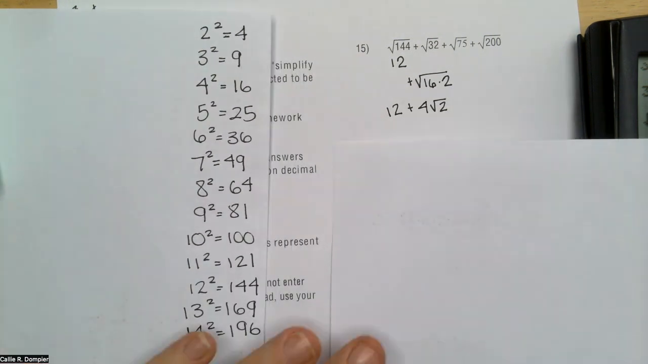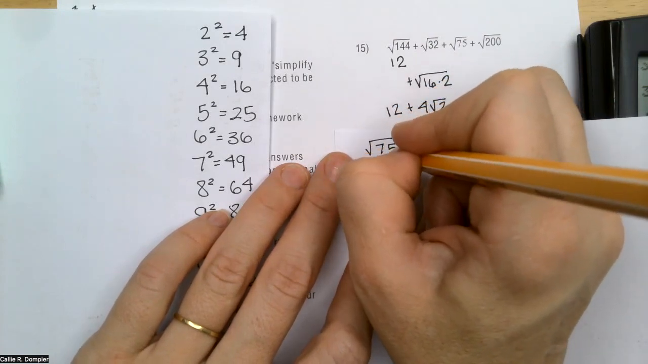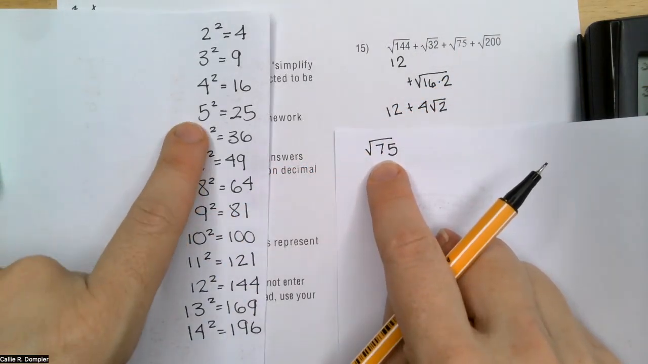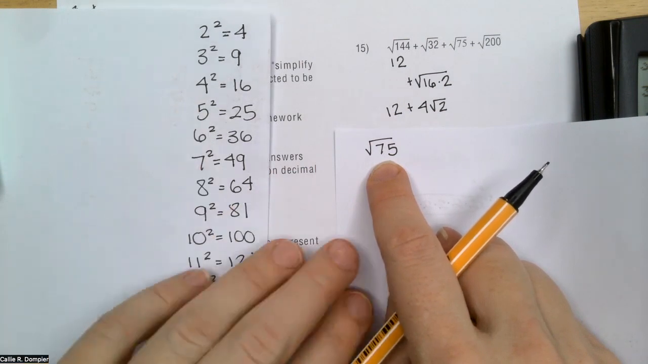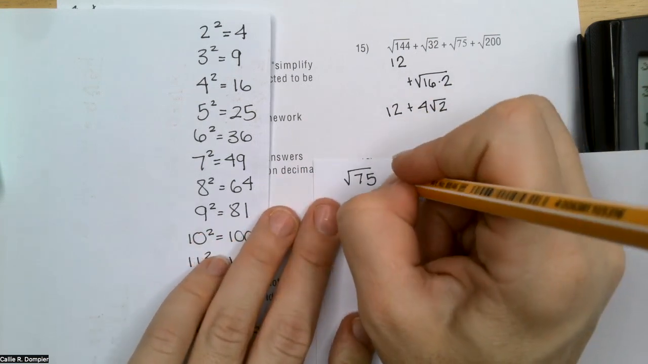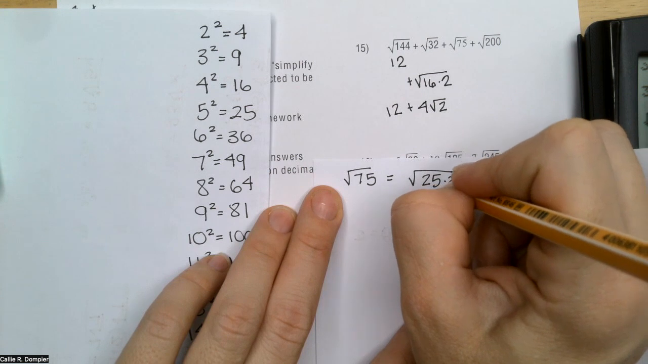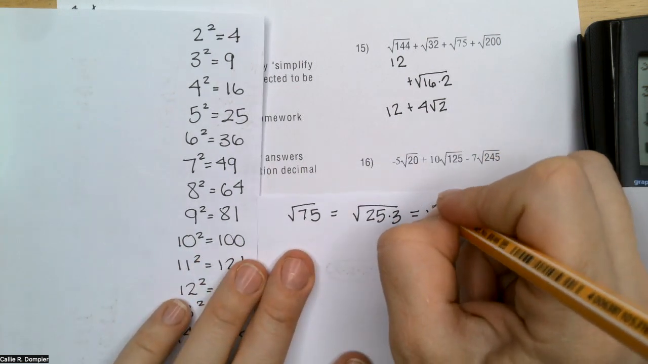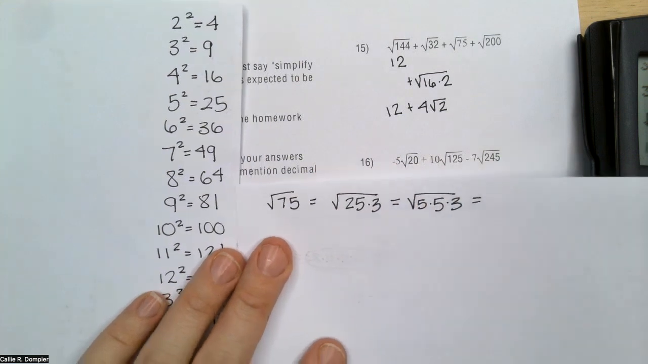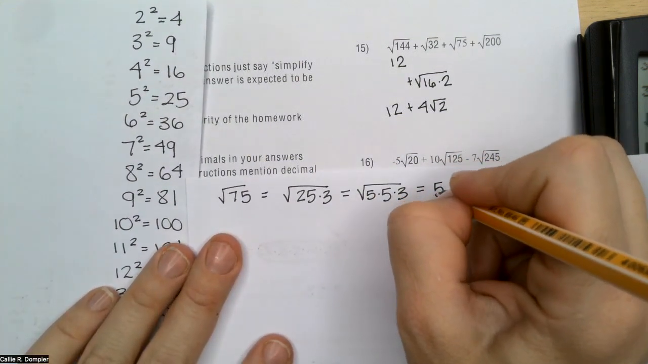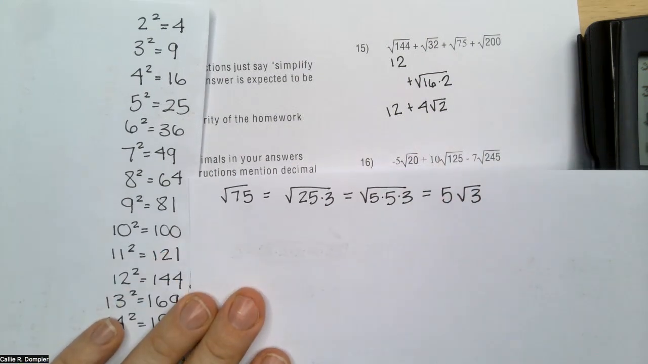All right, for 75, you might just want to go straight to 25, right? I know that 25 times 3 is 75. So the square root of 75 becomes the square root of 25 times 3, which is 5 times 5 times 3. That's a pair of 5, so it's now 5 square root 3.